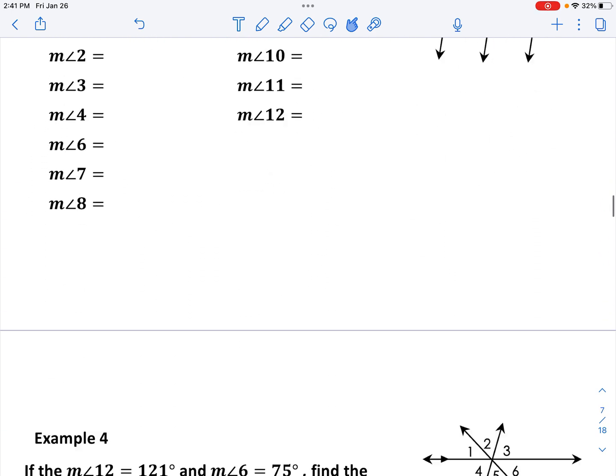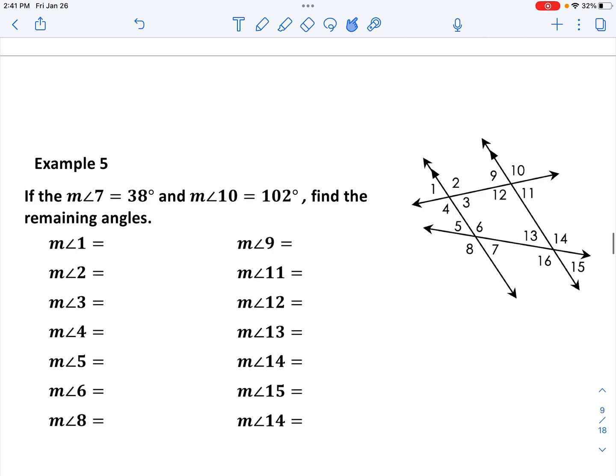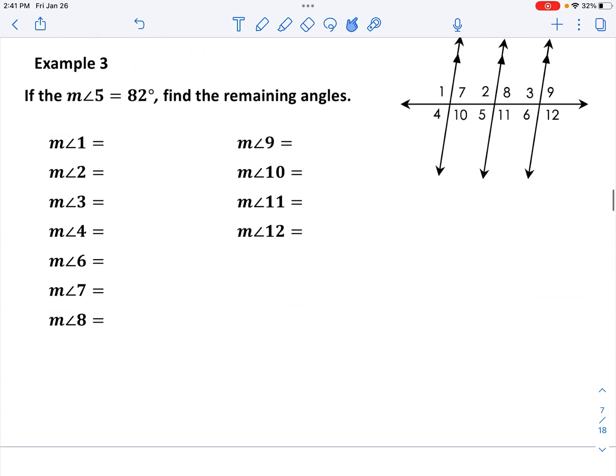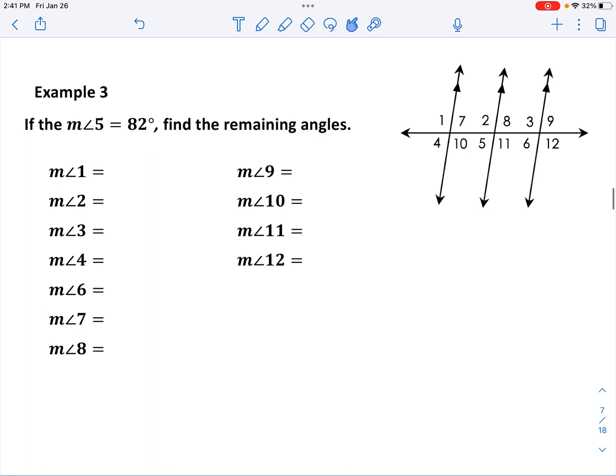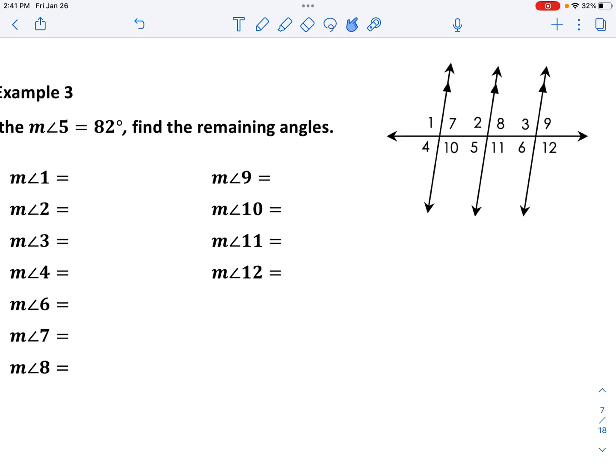Okay. We're going to do a couple of other ones that get a little bit harder, and I just want to make sure that these make sense. So example 3 is the same thing. They're just trying to make it a little bit harder by putting another parallel line. But if 2 lines are parallel, then if you have another one that's parallel to that, all the relationships are going to stay the same. So 5 is 82.